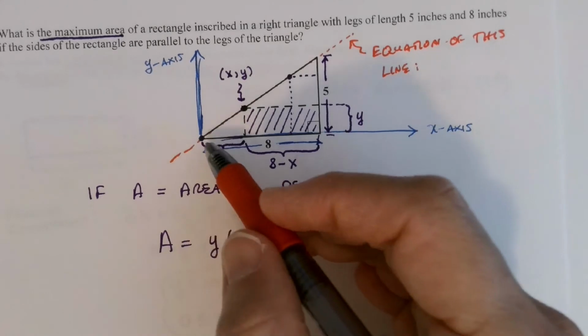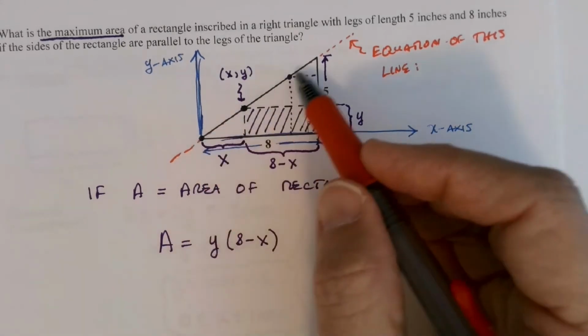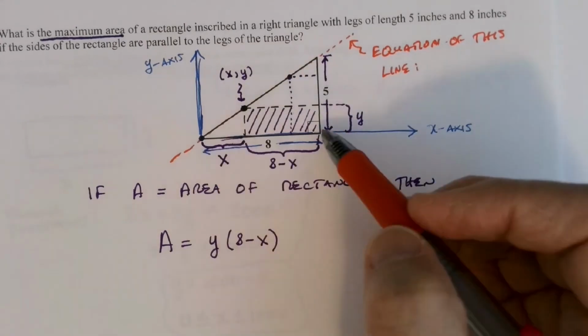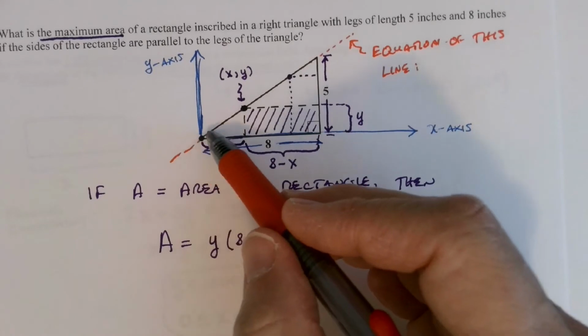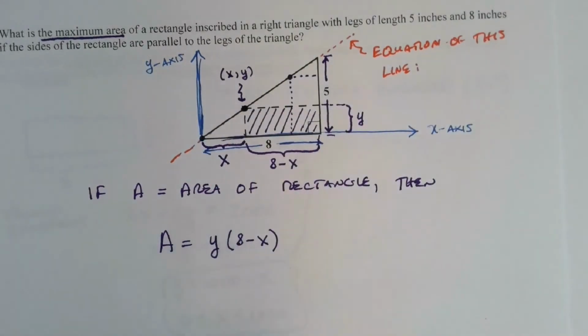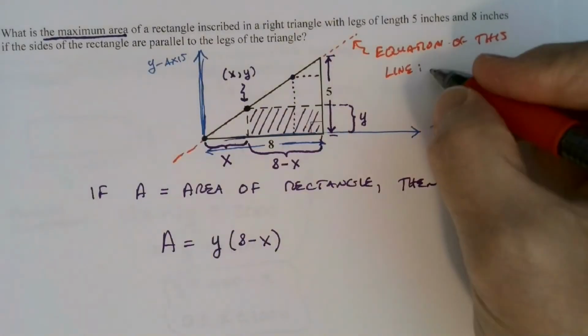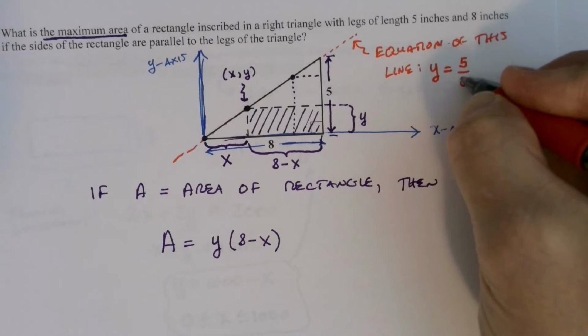What's the slope of this line? What's the rise over the run? Going from this point to this point, where do we go? We go up 5, and we go a run of 8, right? We go vertically up 5, horizontally over 8, right? And so quite simply, the equation of the line is y is equal to 5/8 x.